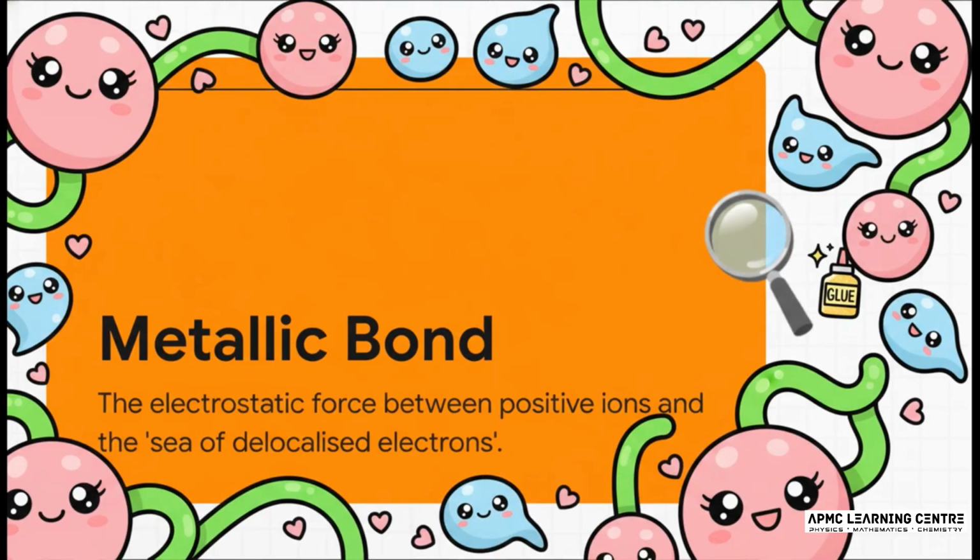Now that crazy strong attraction between the positive ions and that negative sea of electrons, that's what we call the metallic bond. And seriously, you can think of it like an atomic-level superglue that holds the whole thing together in what's called a giant metallic lattice. And trust me, this bond is the key to understanding literally everything else we're about to talk about.